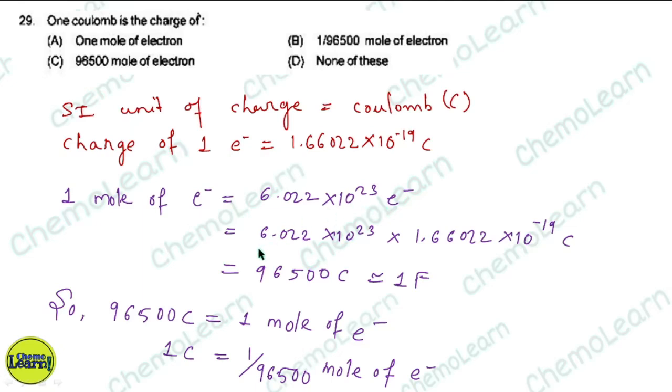Okay, so 6.022 into 10 to the 23 into 1.66 into 10 to the minus 19 coulomb will be equal to 96500 coulomb, which is known as 1 Faraday. So you can say that 96500 coulomb is equal to 1 mole of electron. So 1 coulomb will be 1 divided by 96500 mole of electron. Option B will be the correct one.